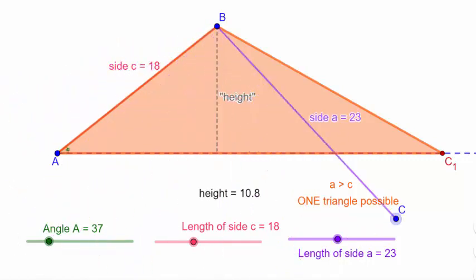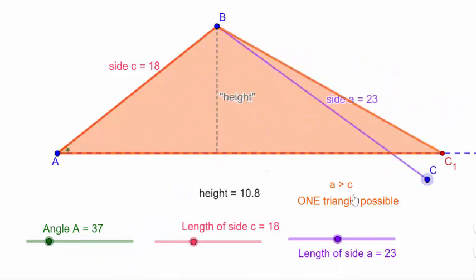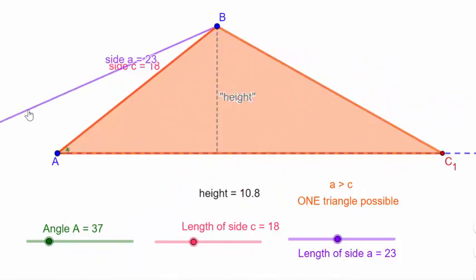And here's a little bit more of an extreme case. Now, be careful in terms of the lettering here. In terms of a and c, we're really talking about the side opposite the known angle and the side adjacent to the known angle.